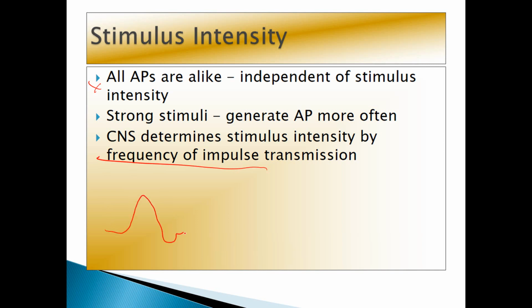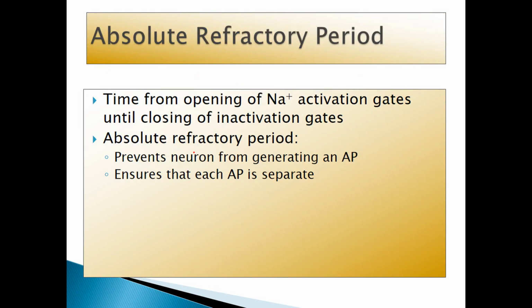So here is stubbing your toe, and here is cutting your toe off. Your central nervous system is seeing more action potentials in a shorter period of time. A strong stimulus is going to generate action potentials more often, and we have to talk about now how and why. So we have what's called an absolute refractory period. An absolute refractory period basically means that another action potential cannot happen. That absolute refractory period is when we're having an action potential. We can't have another action potential when we're in the middle of an action potential.